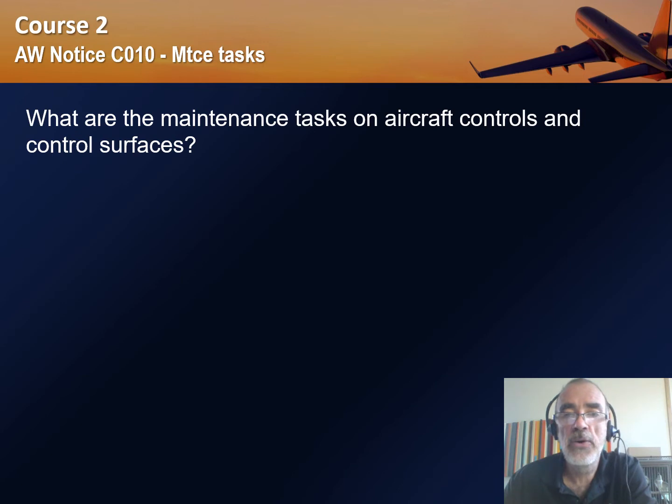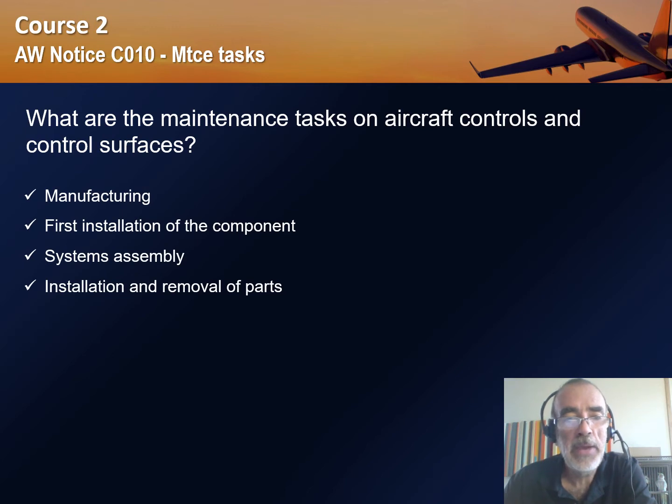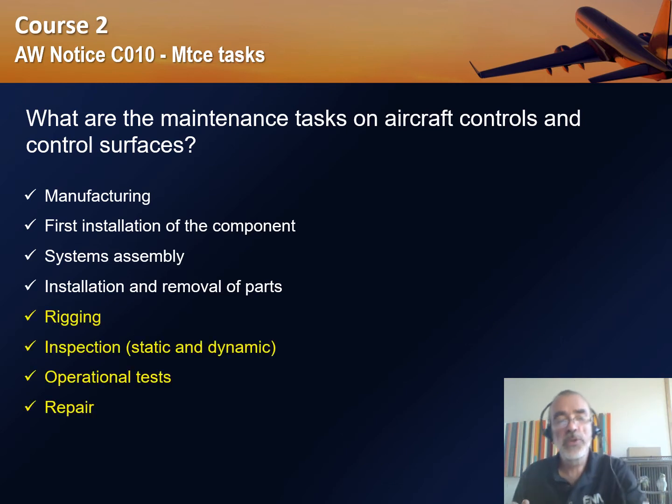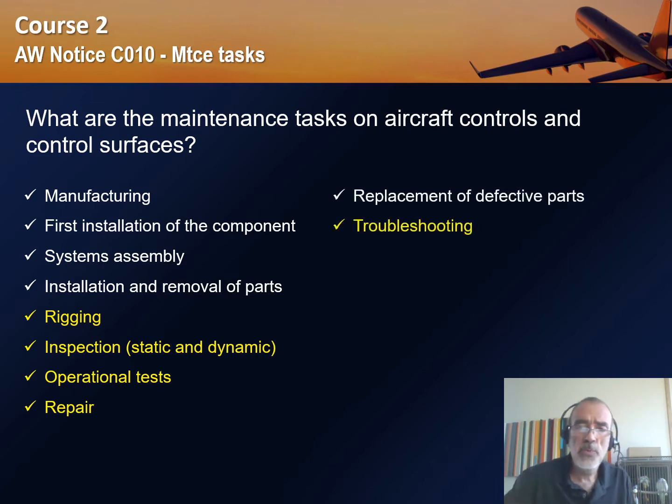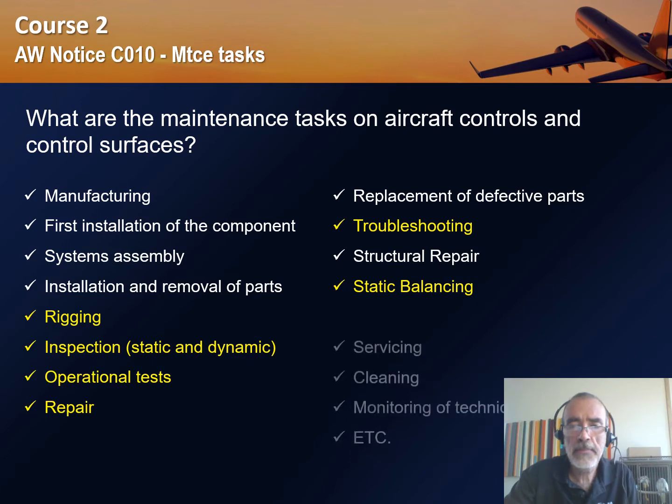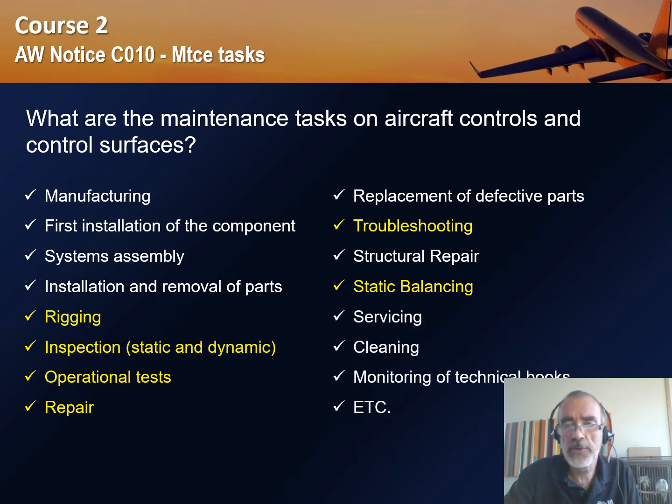What are the maintenance tasks on aircraft controls and control surfaces, what kind of maintenance we do. Manufacturing, first installation of the component, system assembly, installation and removal of parts. Also, we're going to talk about rigging, inspection, static and dynamic, operational test, repairs, replacement of defective parts, troubleshooting, also structural repair, static balancing, servicing, cleaning, monitoring of technical books, etc. So there's quite a bit of information in regards to flight controls.